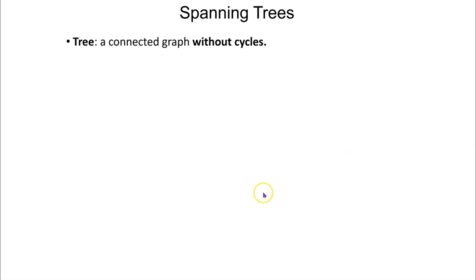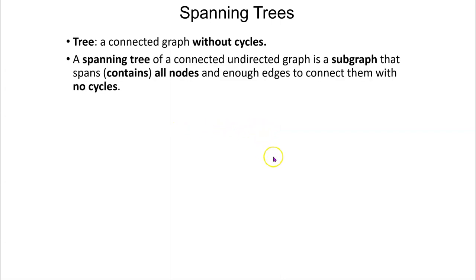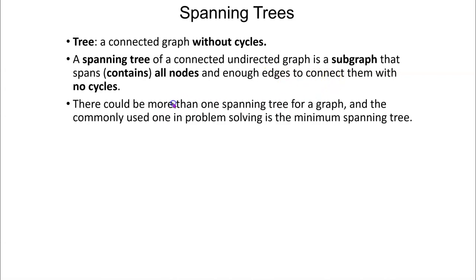In this video, we're going to talk about spanning trees. So, a tree is a connected graph with no cycles. A spanning tree of a connected undirected graph is a subgraph that spans, containing all nodes and enough edges to connect them all with no cycles.